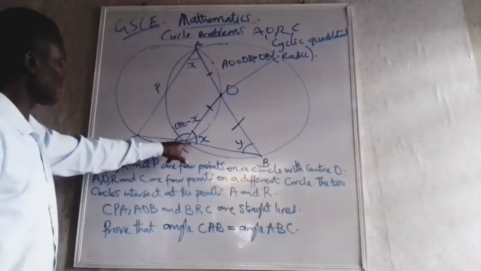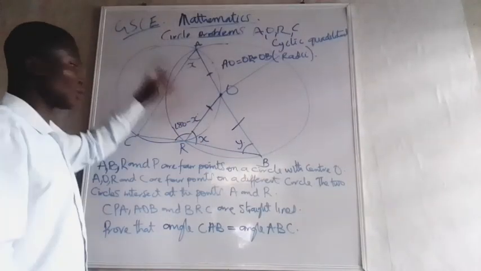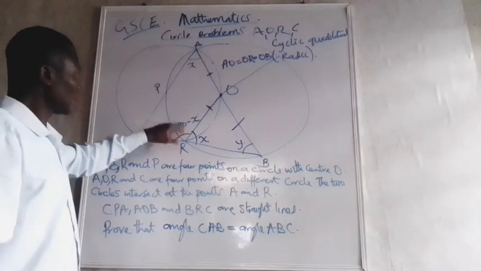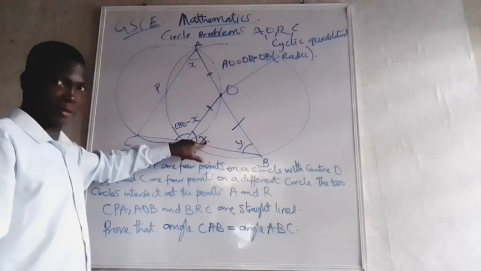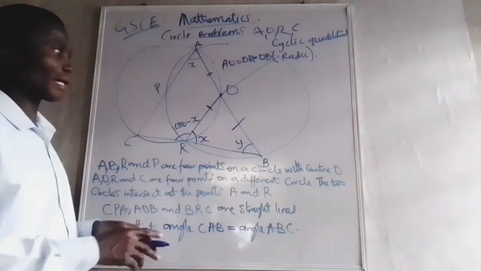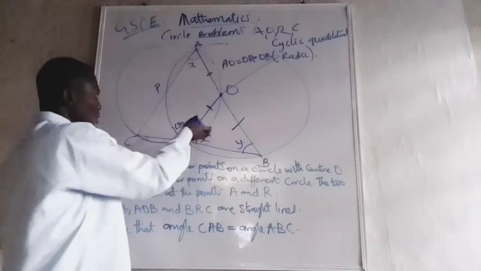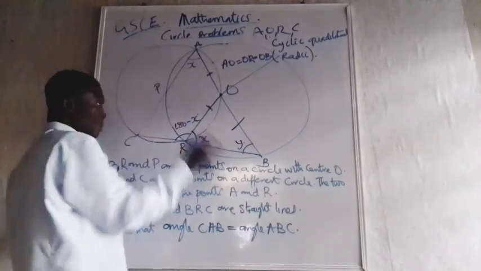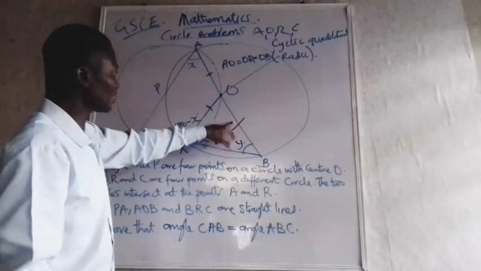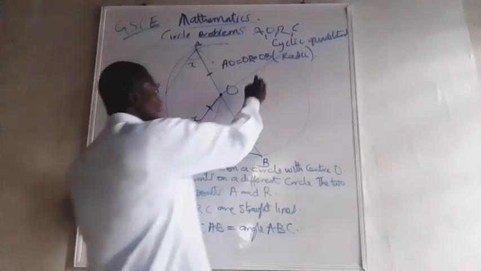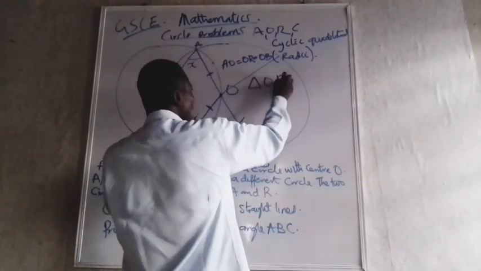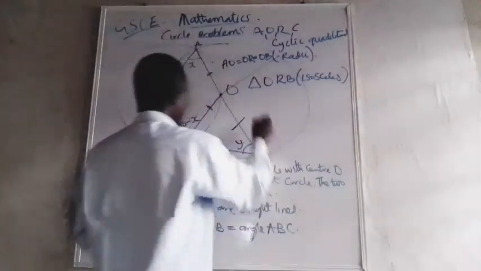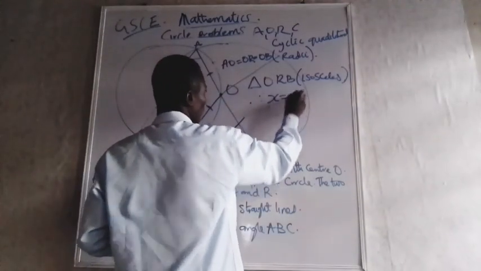Now we have discovered that angle ORB is equal to x, because this one and this one must be equal to 180 degrees. So automatically this one is equal to x. Or even by the time you look at it in a cyclic quadrilateral, the external angle is equal to the opposite angle. So x and this one are equal. Now see this place, this is radius, this is radius. What does that imply? It means that triangle ORB is isosceles. Therefore, x is equal to y.